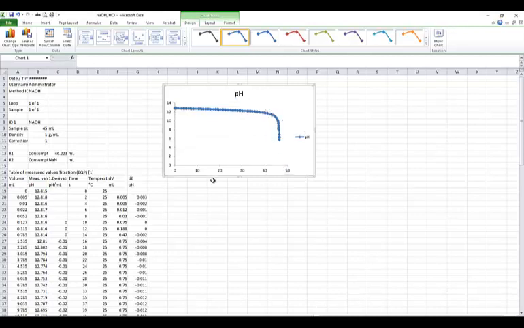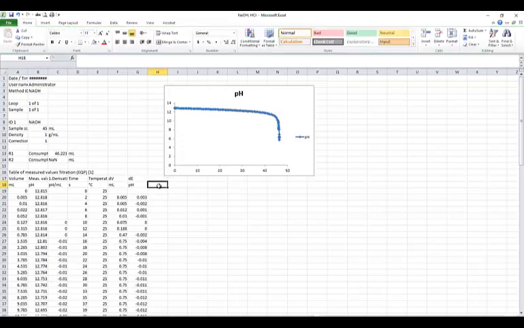So now we want to do the derivative plots, both the first and second derivative. So we have to calculate those. So I'm going to start here. I'm going to put the first derivative in this column, and then the second derivative in the next column. And for the first derivative, we want to start one square down because we're going to be doing the slope. We're going to do delta y over delta x, so we need to subtract.